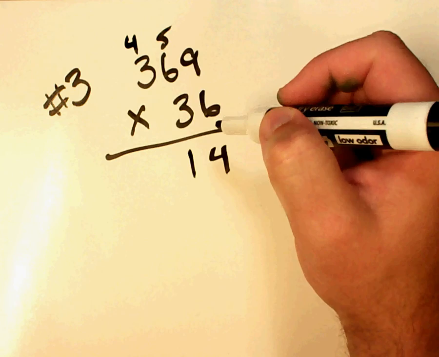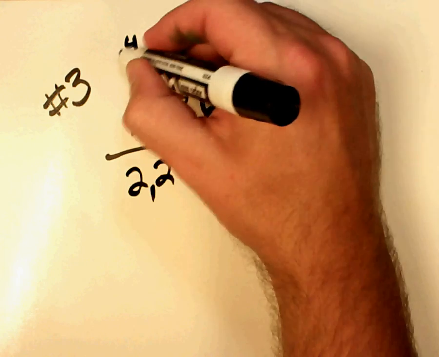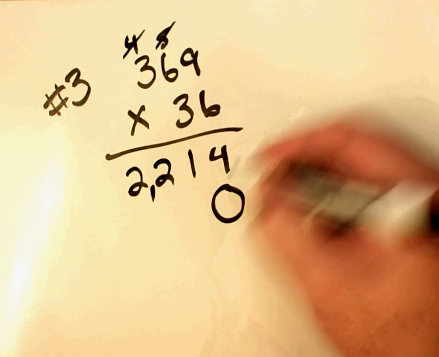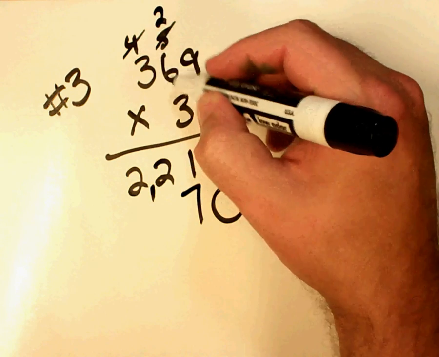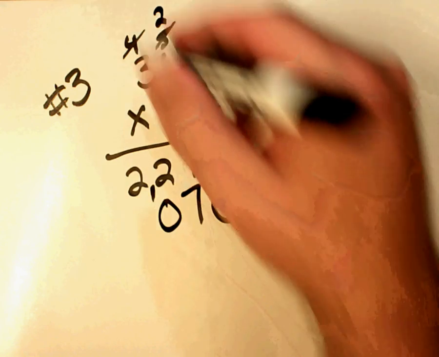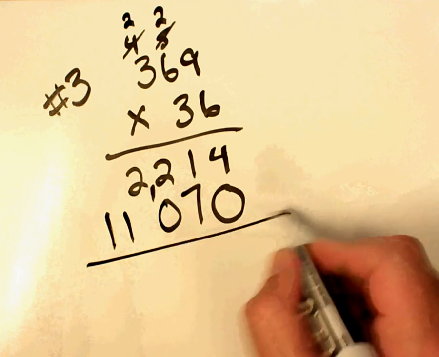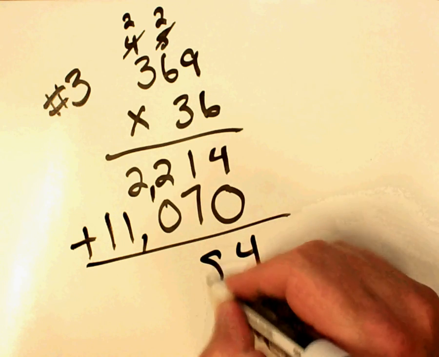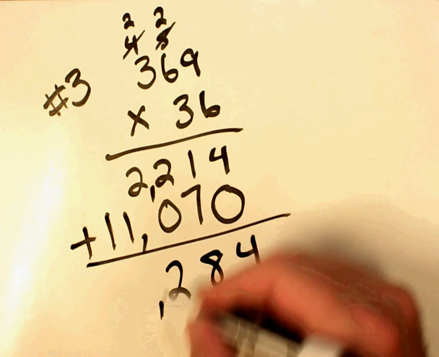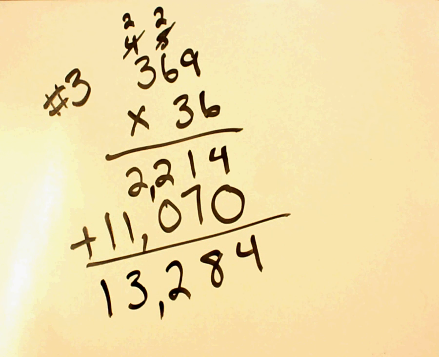3 times 6 is 18, plus 2 is 22. 3 times 9 is 27, carry my 2. 3 times 6 is 18, plus 2 is 20. 3 times 3 is 9, plus 2 is 11. 4 plus 0 is 4. 1 plus 7 is 8. 2 plus 0 is 2. 2 plus 3 is 3. And my 1 is all by himself. So there is my final answer.